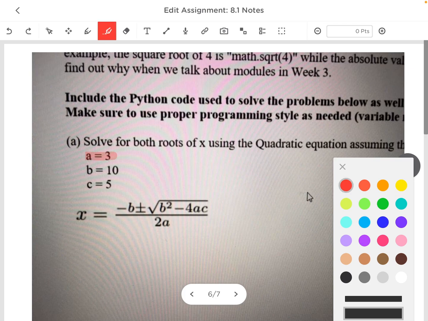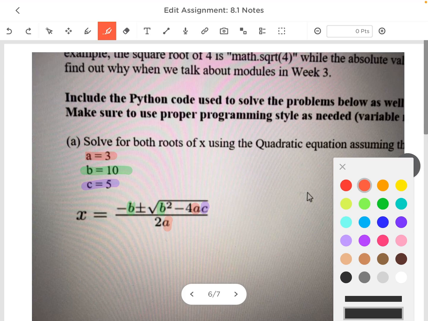Anywhere you see an A, you're going to replace it with the 3. Anywhere you see a B, you're going to replace it with a 10. And anywhere you see a C, you're going to replace it with a 5. And I missed an A. Sorry about that. All right, so we're going to plug it in.